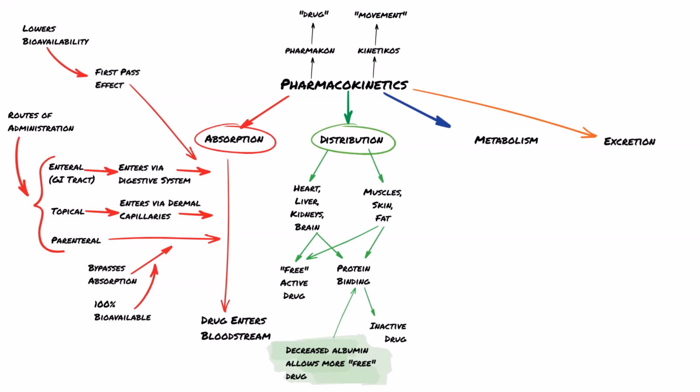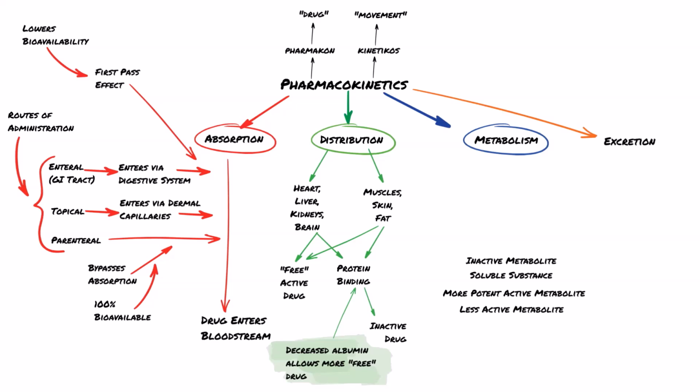After absorption and distribution, the next pharmacokinetic stage is metabolism. It involves converting a drug into an inactive metabolite, a more soluble substance, a more potent active metabolite, or a less active metabolite. The liver is the organ most in charge of drug metabolism. Skeletal muscles, kidneys, lungs, plasma, and intestinal mucosa are additional metabolic tissues, but to a much lesser extent. In its metabolism of drugs, the liver employs a large class of enzymes known as the cytochrome P450 enzymes. These enzymes transform the drug.